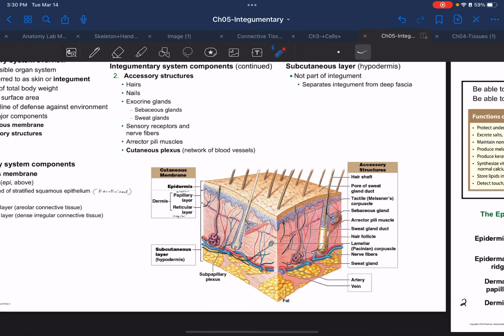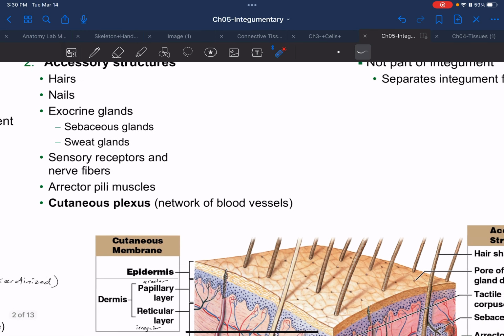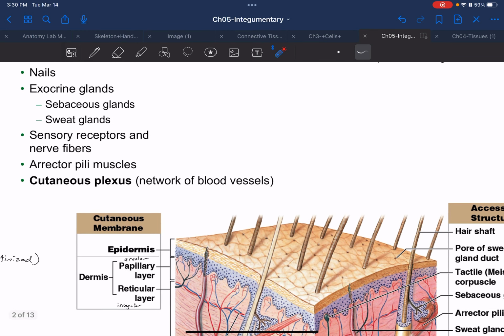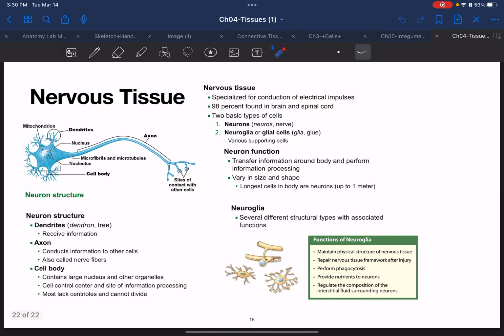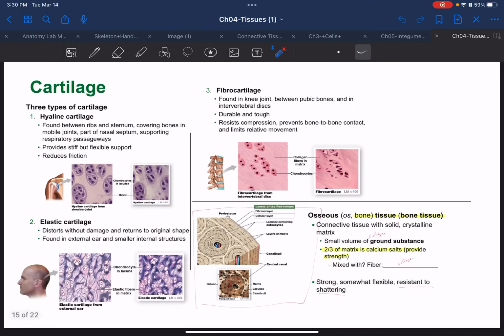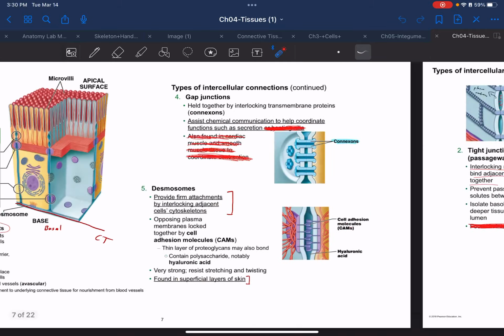And so with that, we move on to our accessory structures. We'll get into a little more detail, but just to mention them: hairs, nails, exocrine glands. We saw epithelial tissues, and let's quickly revise that because that is part of our upcoming exam. So I like to review a little bit ahead of time of everything. And there's not a lot more to add.